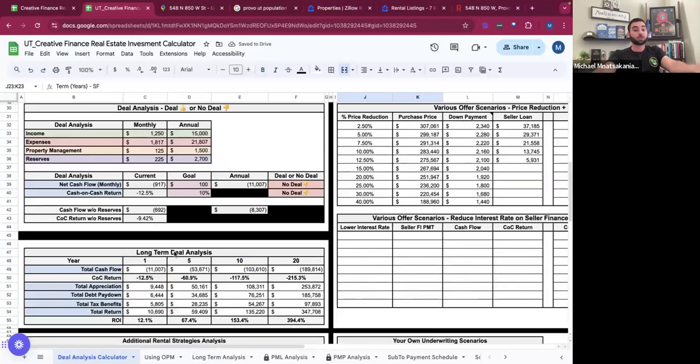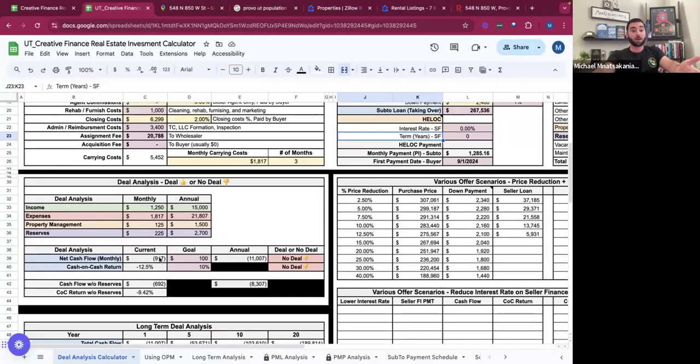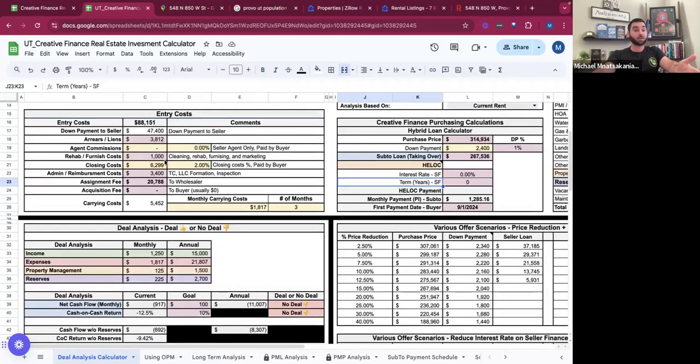It's not going to matter. It's still so far negative cash flow. It's not going to matter. You're a little bit closer to cash flow positive, but your cash on cash return is still going to be terrible because you just added another $44,000. Hopefully that explains why this isn't a good deal and there's not much you can do to make it better.